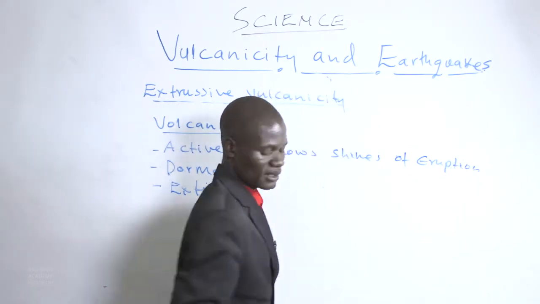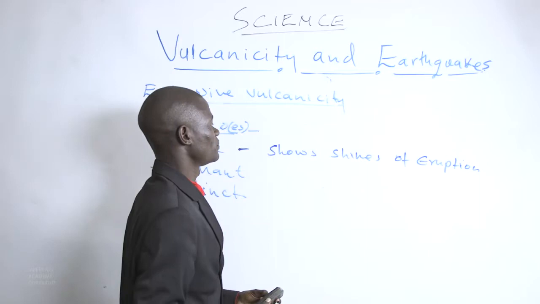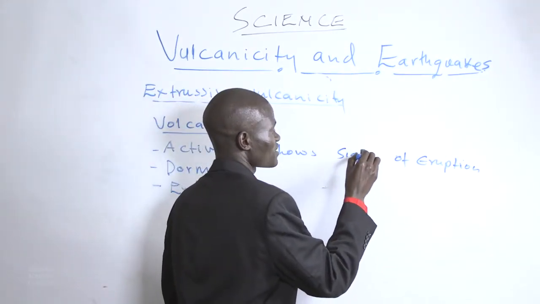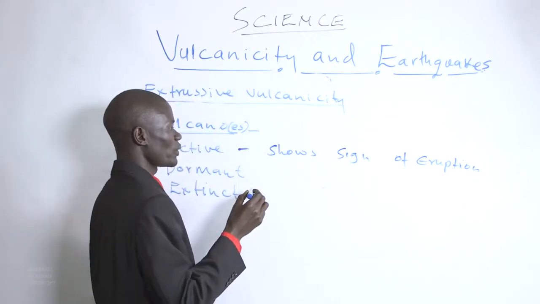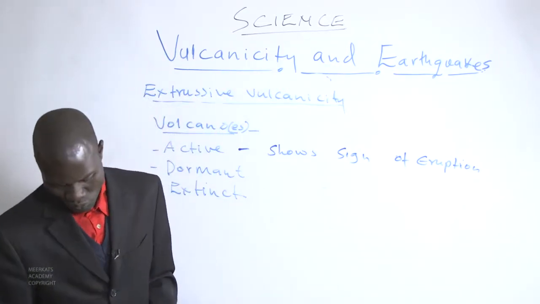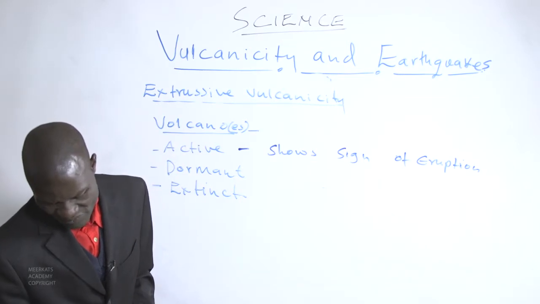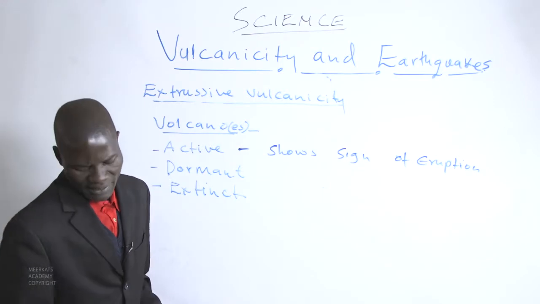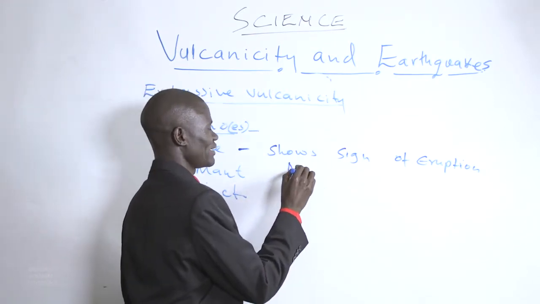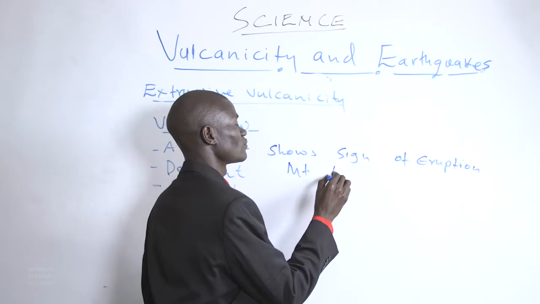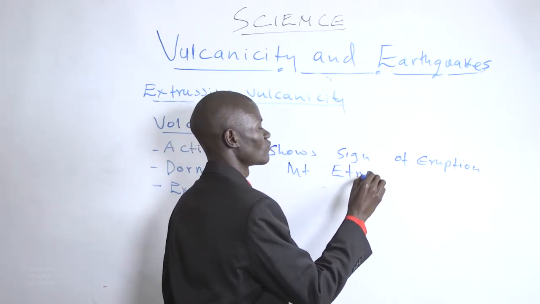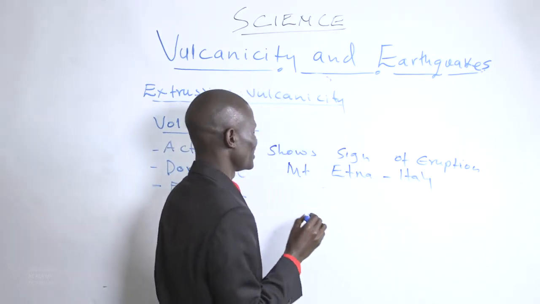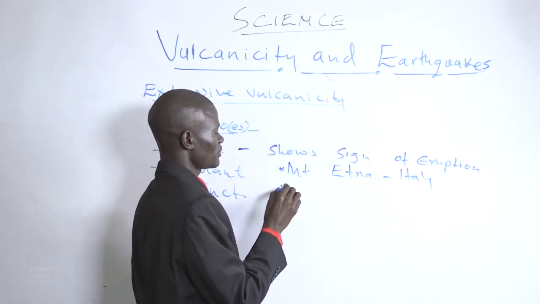At any time, they may erupt. They have some signs that are showing. An example of an active volcano is Mount Etna in Italy. This one is found in the country called Italy. I'll only give two examples.